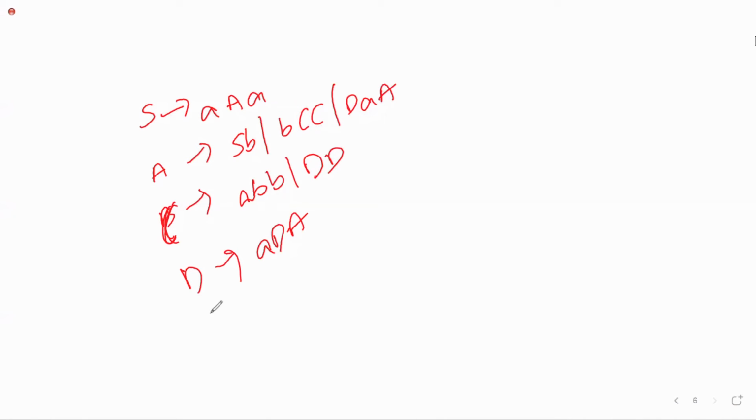Okay, tell me what are the useless symbols here? Ma'am, D and D are both capital D. Both are capital D. Okay. Ma'am, E is the useless symbol. Any other symbols?